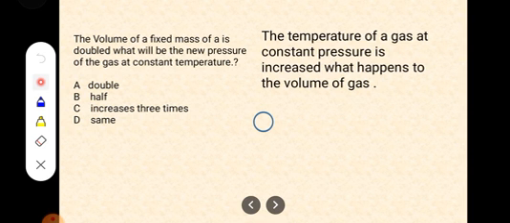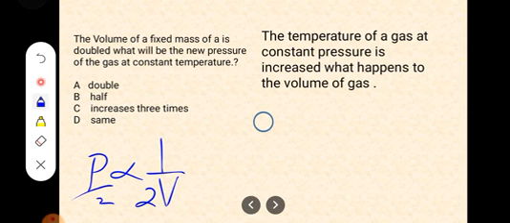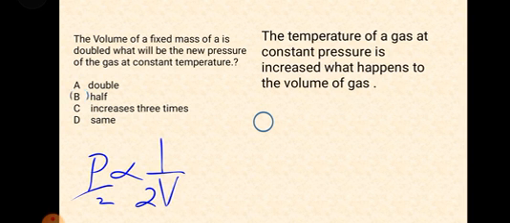Next question is, the volume of a fixed mass of a gas is doubled. What will be the new pressure of the gas at the constant temperature? If we double the volume at the constant temperature, we know that volume and pressure have an inverse relation. Pressure is inversely related to volume at constant temperature. So if we double the volume, the pressure will become half. So B option is the correct option.